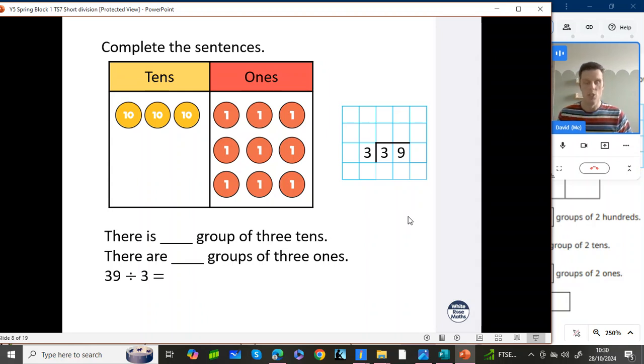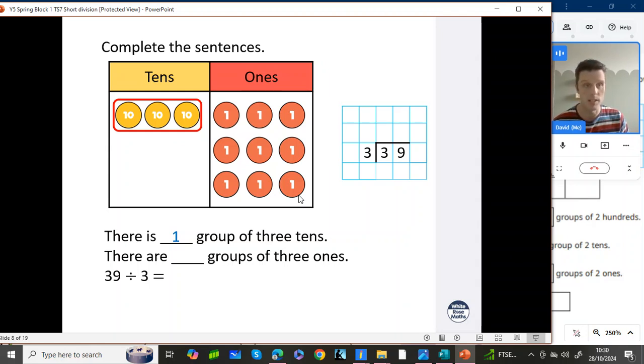Okay then, we're going to start moving on to using the bus stop method now. Here we've got completing the sentences using a place value chart. As you can see here, we've got 39 represented as 3 tens and 9 ones. Then we're going to group: how many groups of 3 tens? As you can see, there's only one group of 3. So now imagine grouping the ones into 3s. How many groups would you have?